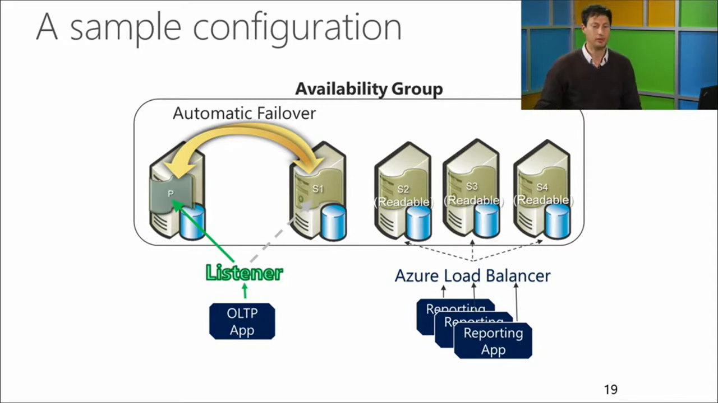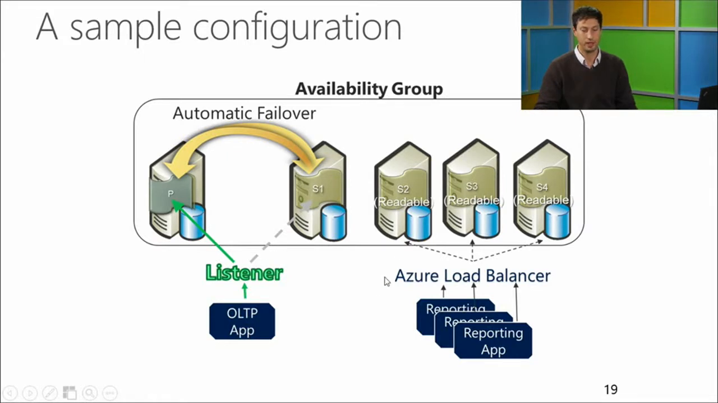This is an example of the type of configurations that you can achieve in Windows Azure. In the same availability group, you can have multiple replicas. In this case, for example, we have one primary and one secondary. And then you have your OLTP application that is running transactions into a SQL Server. It is connecting to the primary through something called the listener. The listener is a DNS name that your application can use to find the primary. So even if there is a failover to replica S1, your application will be able to connect transparently to that one.